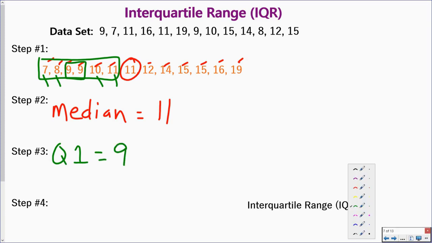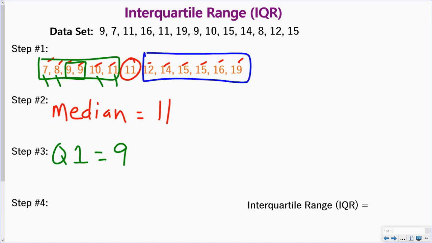Then I'll go to the other side of my median, and I'm going to do the same thing to find my quartile 3. So I'll check off and figure out what my median is here. Again, I've got two 15s in the middle. So what's between 15 and 15? Well, that's 15. So quartile 3 is 15.